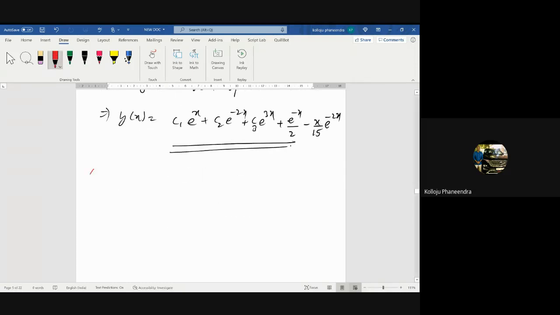Next, solve. In solved problems you can solve. I will solve exercise problems. Time permits? Oh, what is the time now? 25. Okay, let me take one simple problem. Better.